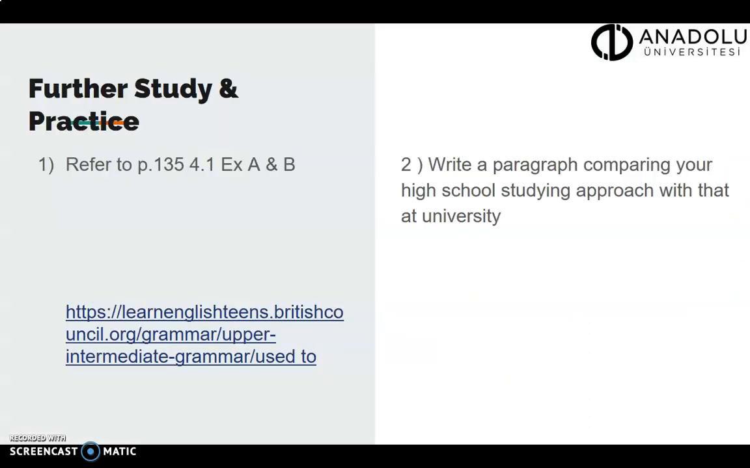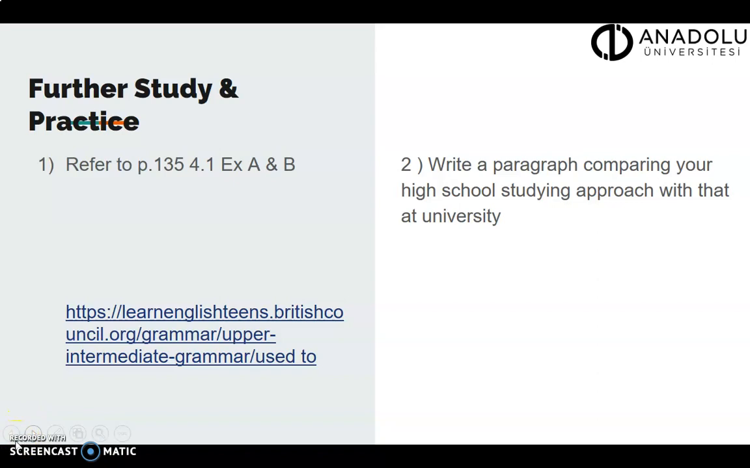Now, further studies and practice, refer to the book on page 135, 4.1, exercises A and B. You have a link about how you use used to and would. So go to that link, Learning English from British Council.